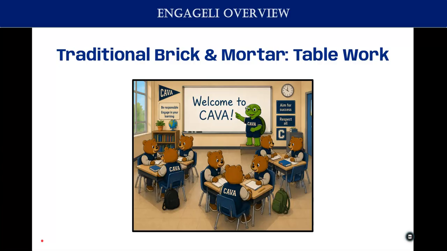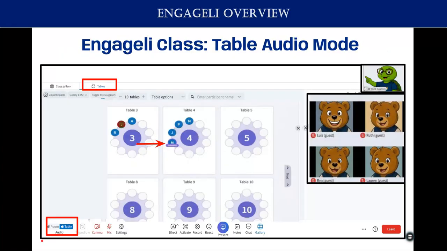In a brick-and-mortar classroom, the students focus on looking at and listening to one another, while the teacher can walk around and oversee the groups, occasionally interacting with a single table at a time to clarify instructions or answer a question. Similarly, in Engageli table audio mode, students can only see and hear others in their table group, while the teacher can move around between tables to hear and see what they are doing. The teacher can join a table to clarify instructions or answer questions.